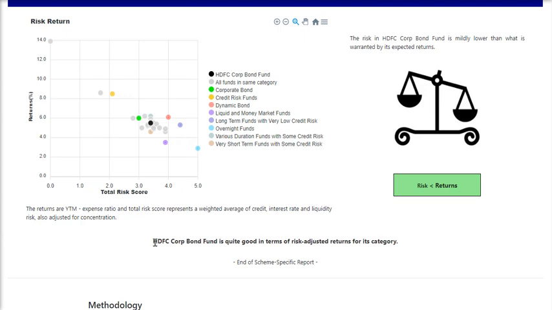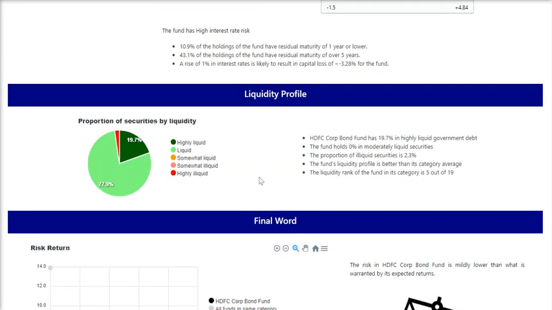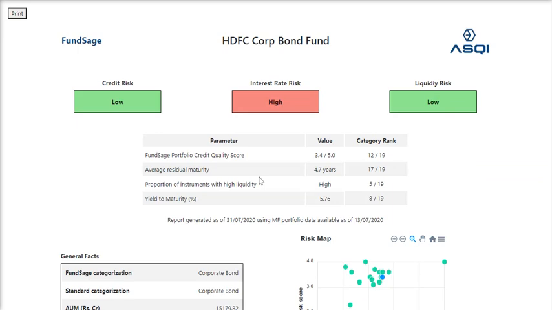Lastly, the verdict: this fund is quite good in terms of risk adjusted returns for its category. Other funds could be great or below par, average, so on and so forth. So that in a nutshell is the summary of a single fund evaluation in the FundSage system.